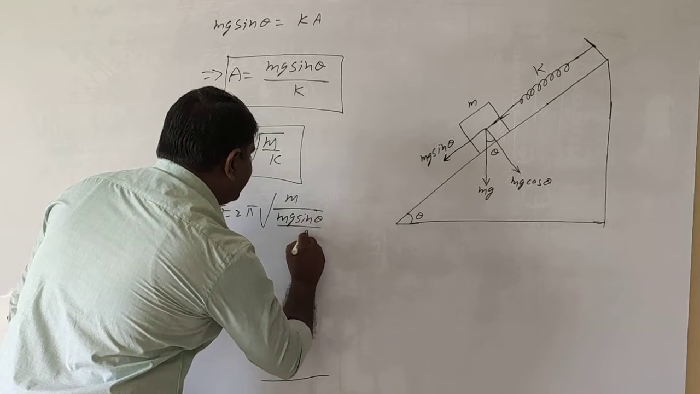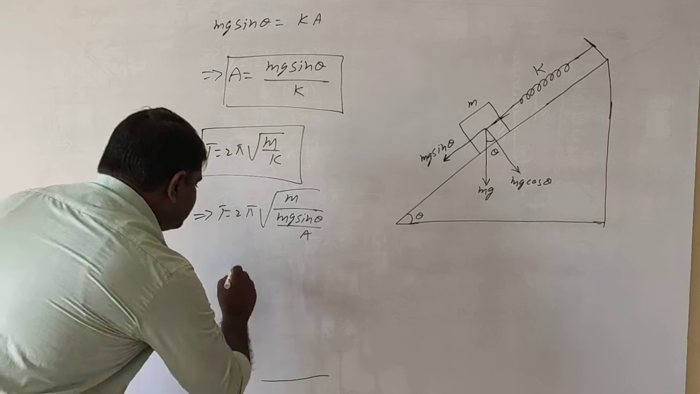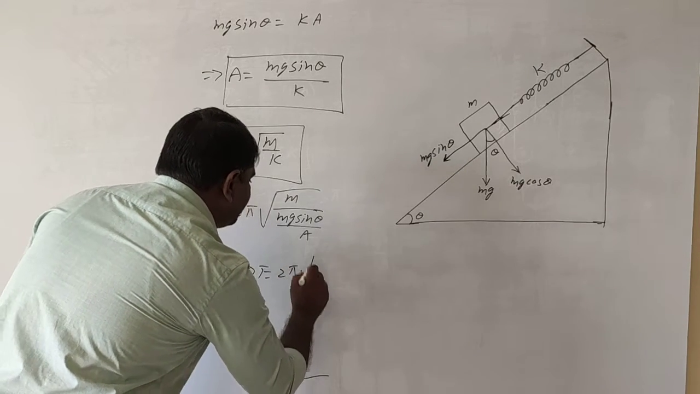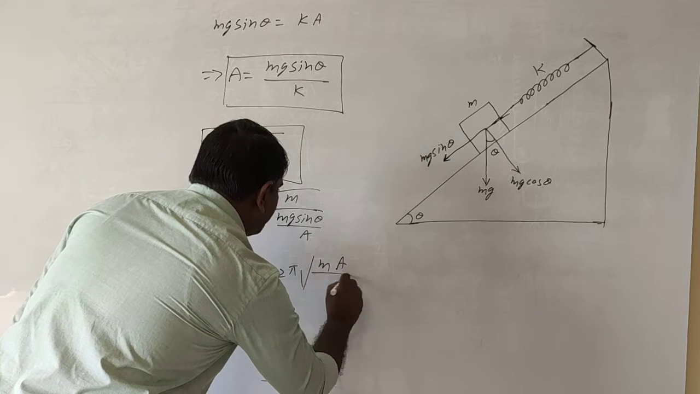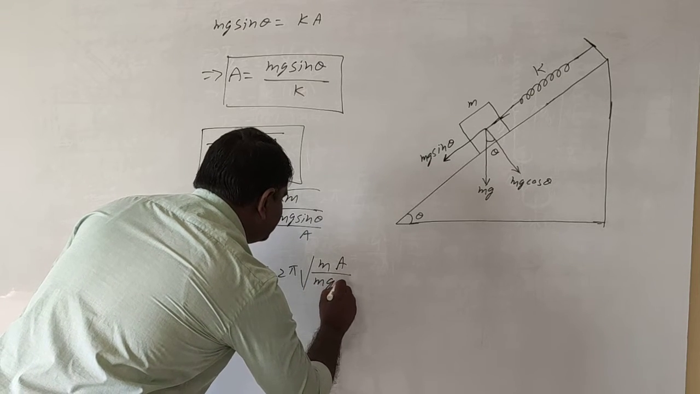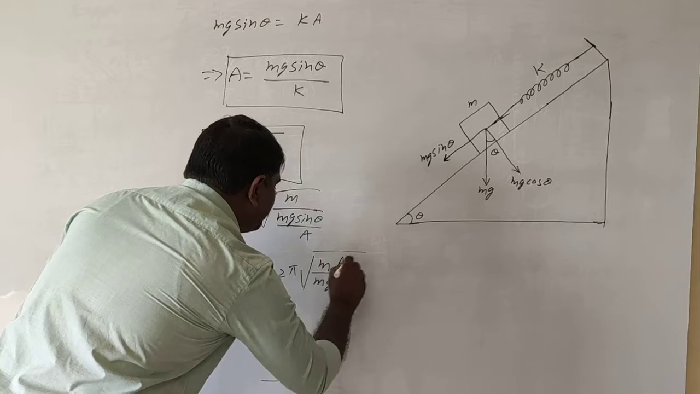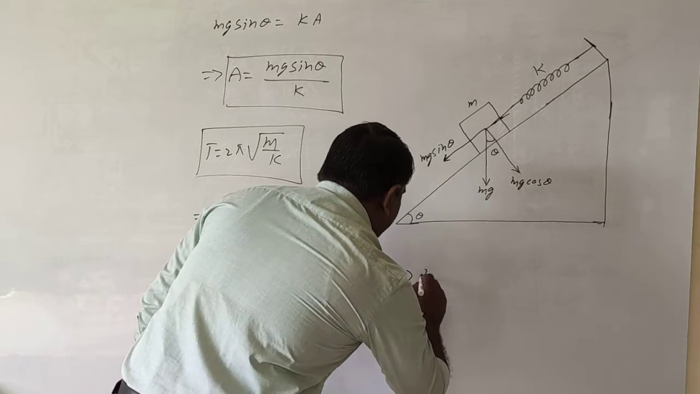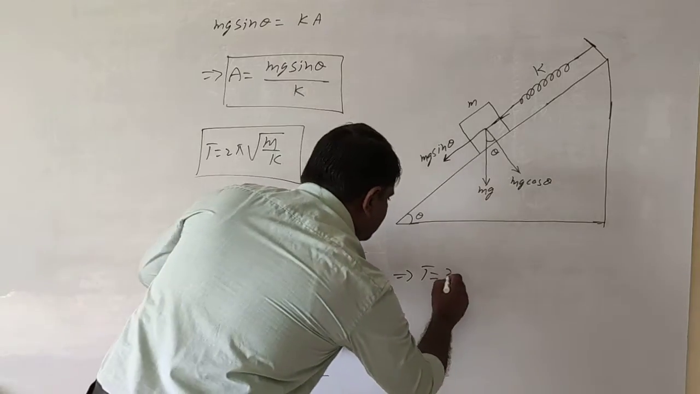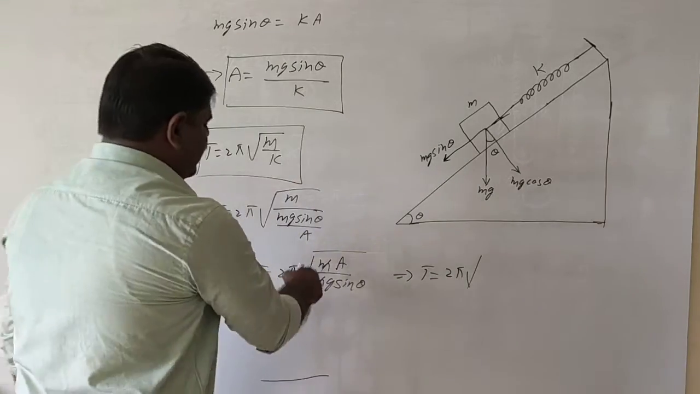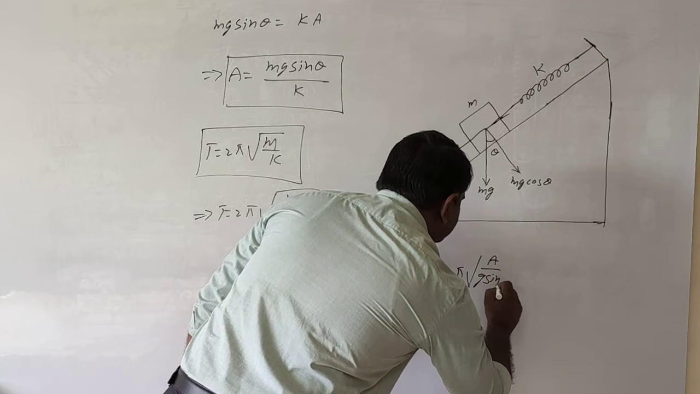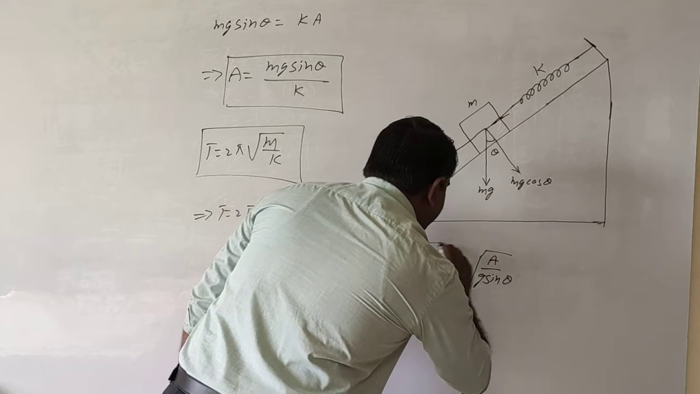by A. So A goes to the numerator. That implies the time period T is equal to 2 pi into under root of m into A by mg sin theta. What is going to be cancelled here? m is going to be cancelled. That implies the time period T is equal to 2 pi into under root of A by g into sin theta. This is the time period.